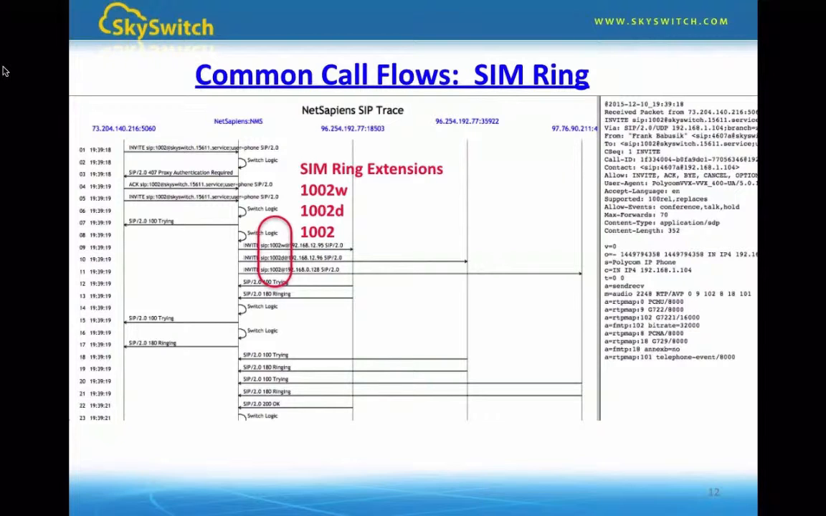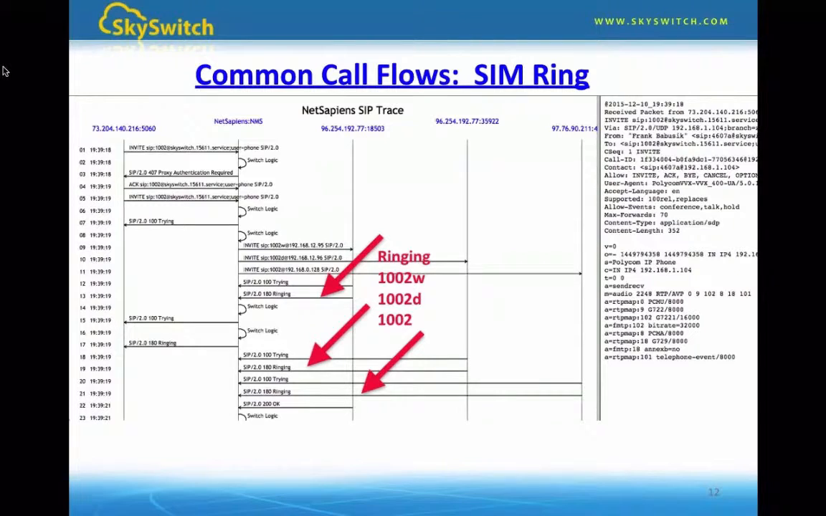So this is the same ladder graph I was looking at a second ago. What you'll see highlighted here now are the other side of this call. So what happened is the call came into the PBX, and then the PBX decided that this call had to ring 3 different phones. So it's sim-ringing my 3 extensions, which are 1002W, 1002D, and 1002. And you'll see that there's a separate SIP invite for each of those calls to each of those devices. So those are lines 9, 10, and 11 on this graph.